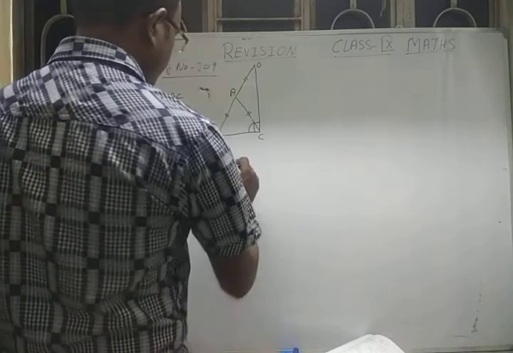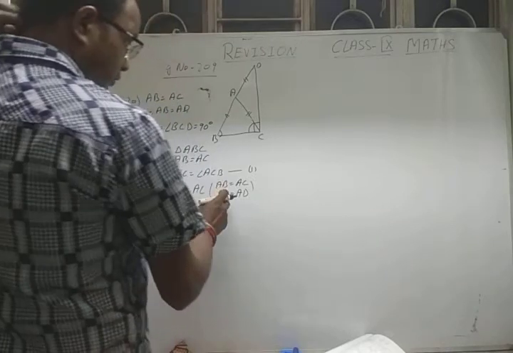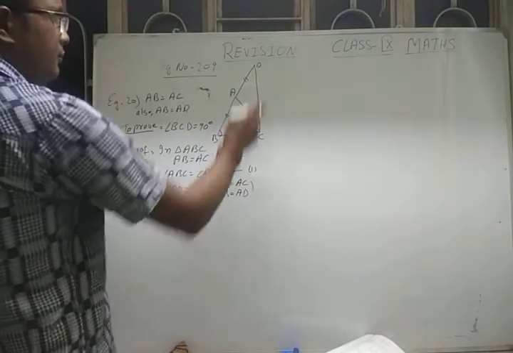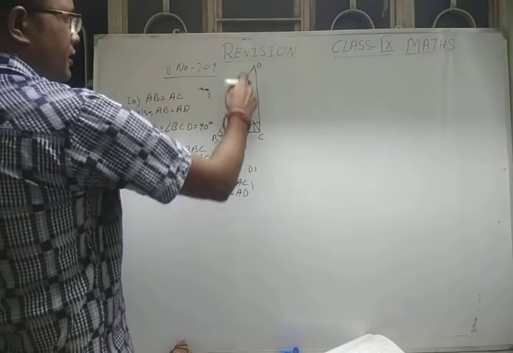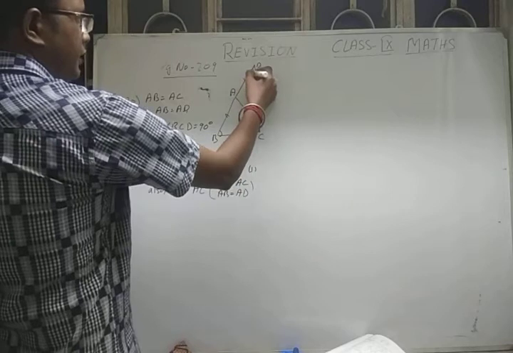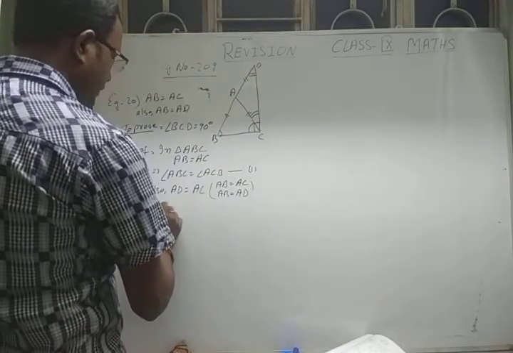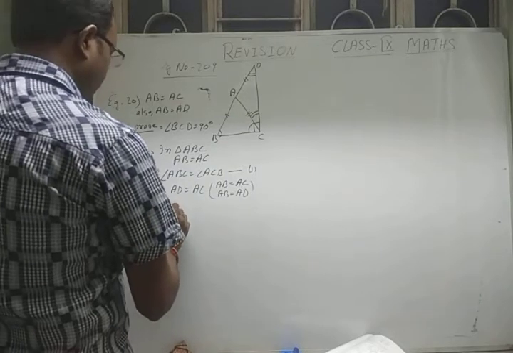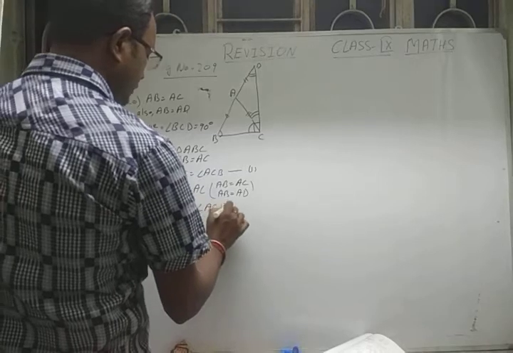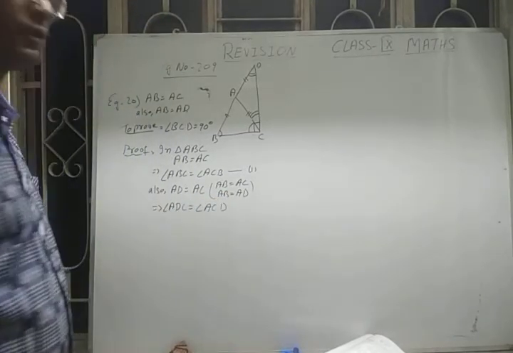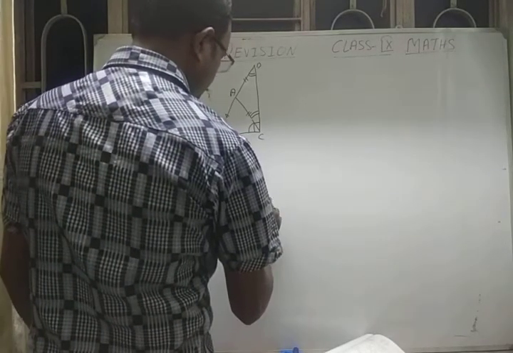Now first of all, consider this as number 1. And since now we have that AC is equal to AD in this triangle, if these two sides are equal, that means this angle is also equal to this angle. So you can write, this implies angle ADC is equal to angle ACD. The same reason: angles opposite to equal sides are also equal. So take it as number 2.